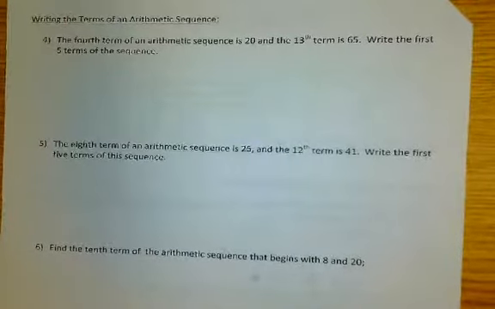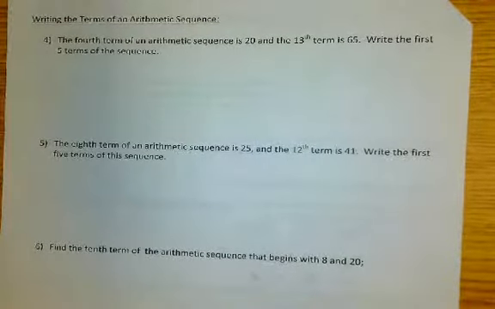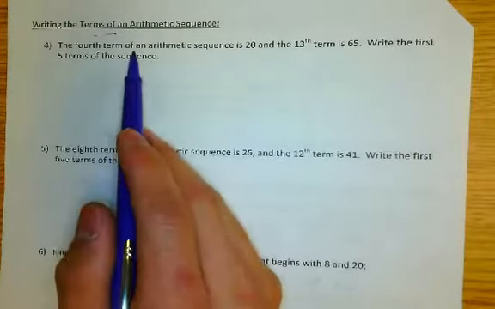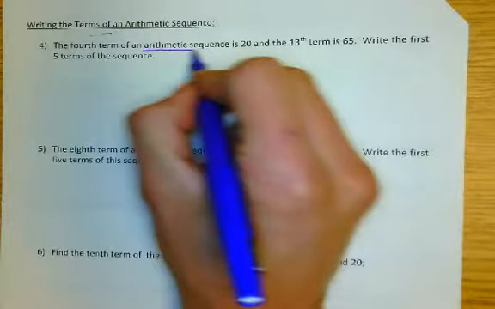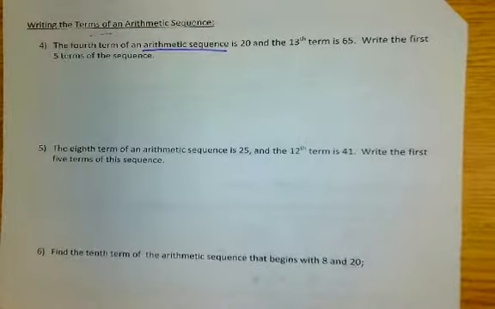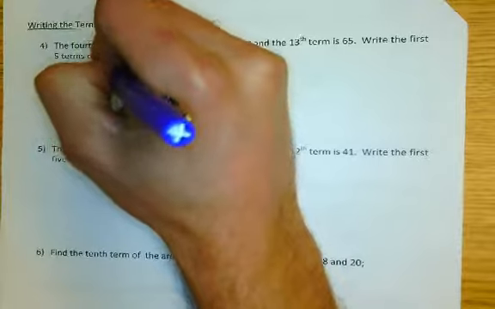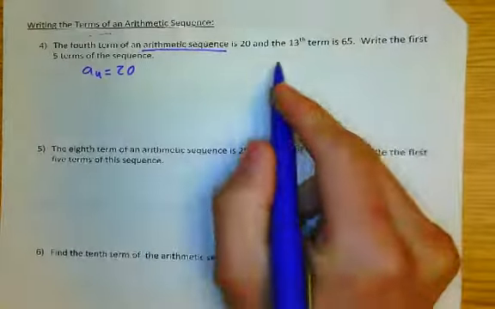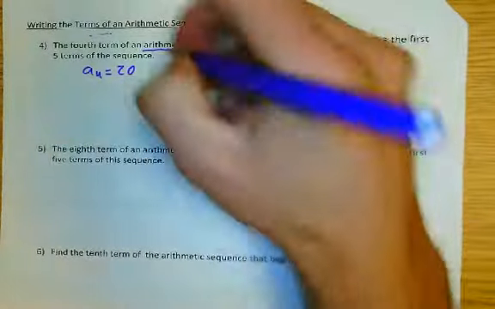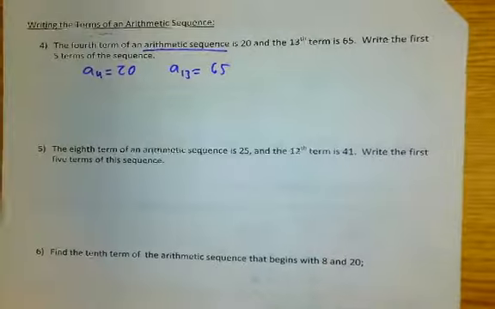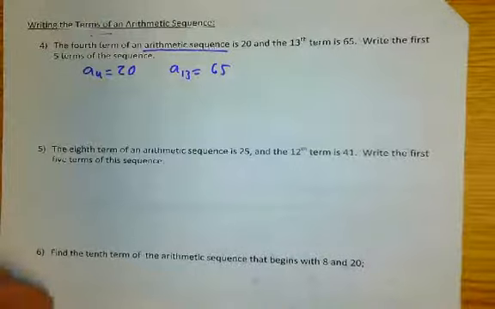Alright, this time it's going to get a little bit more difficult, but it's not going to be terrible. So let's look at what they have given us. It says, write the terms of the arithmetic sequence. The fourth term of an arithmetic sequence, notice that you are told that it is arithmetic, is 20. So here's what I know: a sub 4 is 20. The 13th term is 65, so a sub 13 equals 65. Write the first 5 terms of the sequence.